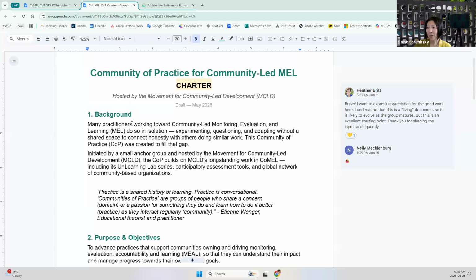And so just a bit on the background, you'll see that this is definitely about a focus on community-led monitoring and evaluation. Sometimes we put accountability and sometimes we don't, on learning.